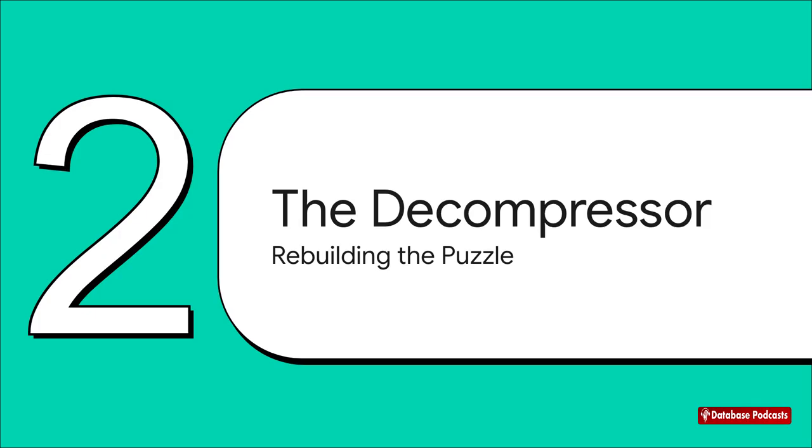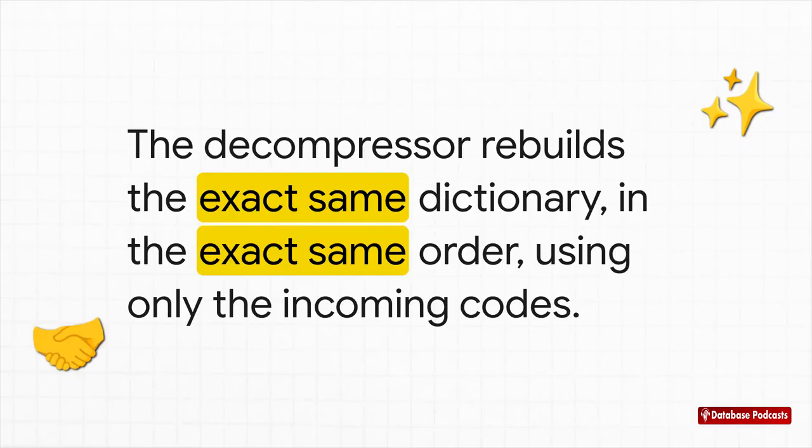But this is only half the story. It's useless if the other end can't turn that list of numbers back into the original string. So how does the decompressor, which only gets that list of indices, rebuild the text? It doesn't have the compressor's dictionary, or does it? And this right here is probably the most elegant part of the whole algorithm. The decompressor doesn't need the dictionary sent over. It rebuilds the exact same dictionary in the exact same order using nothing but the incoming codes. It stays in perfect sync the whole time.